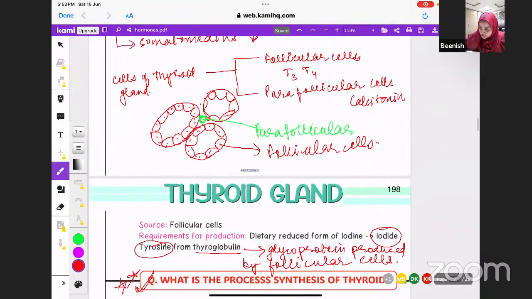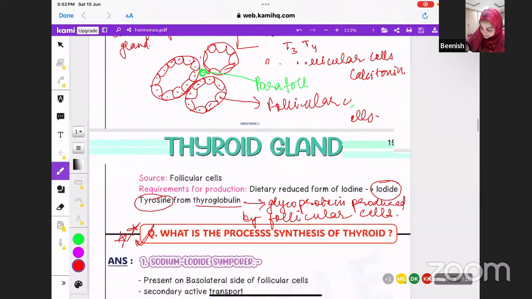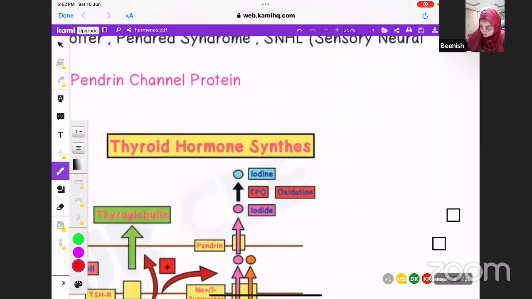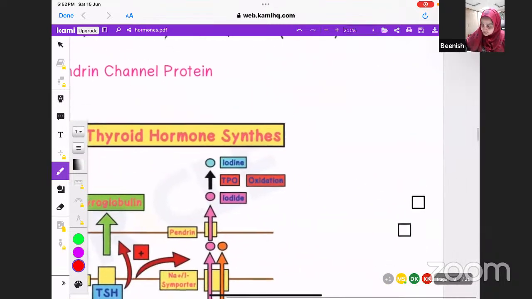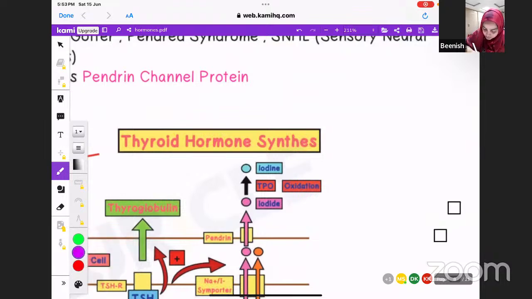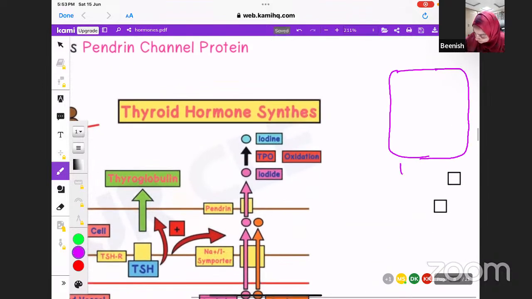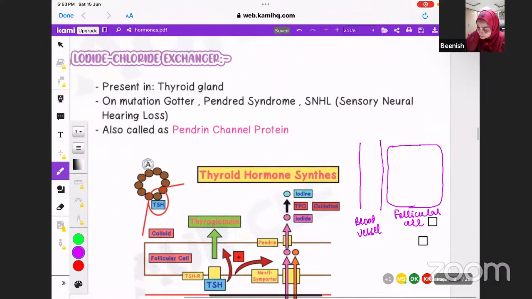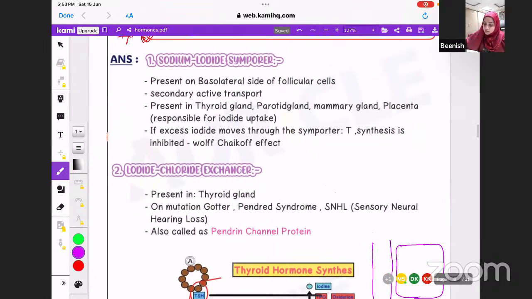For the process of synthesis, I'm going to draw a small diagram. If you consider, this is your follicular cell. This is a blood vessel. For the synthesis, there is a sodium iodide symporter. It is present on the basolateral side of the follicular cells.